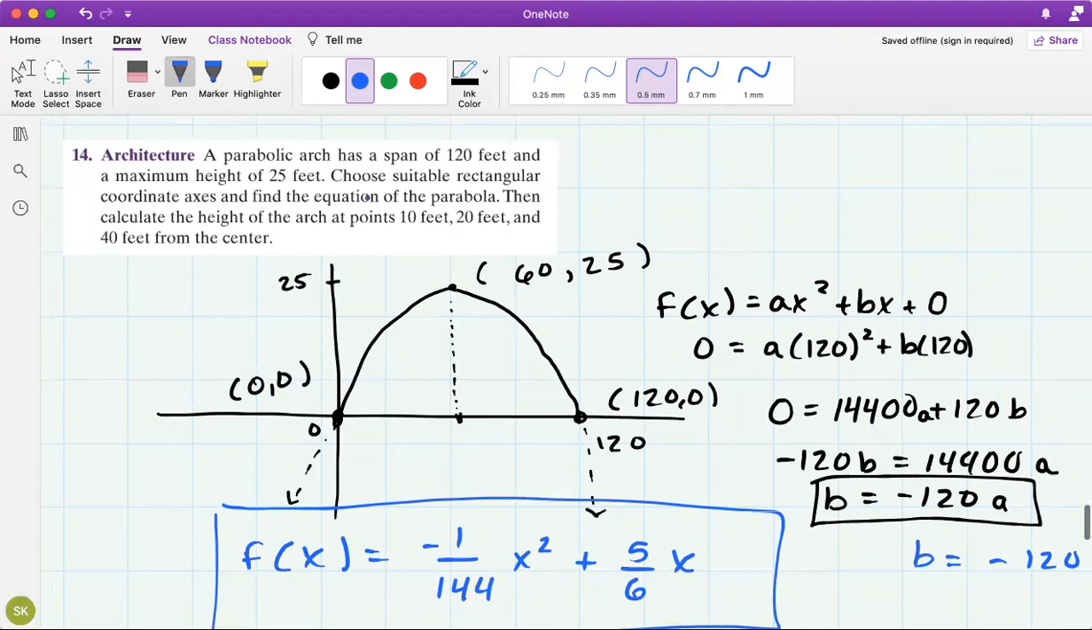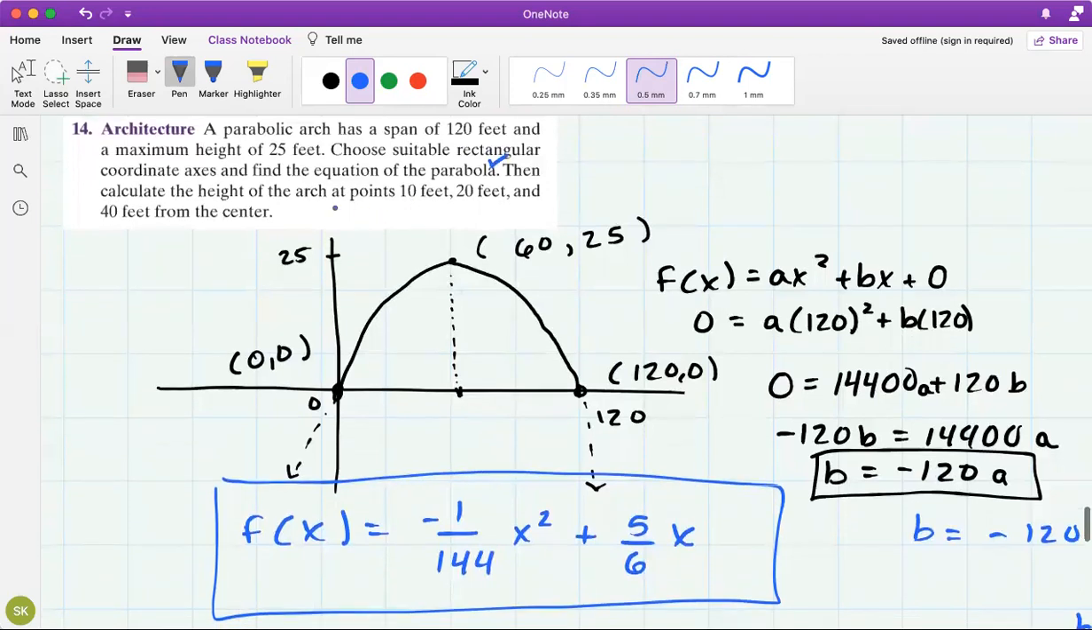So we have found the equation of the parabola, and we chose suitable rectangular coordinate axes. The next part asks us to find the height of the arch at points 10 feet, 20 feet, and 40 feet away from the center. Here's the center of the parabola. We're just going to subtract 10 from 60, which is 50, or you could add 10 to 60 and get 70. Then you plug either one of these numbers into the equation, and you will get the height at 50 and 70, which are 10 feet away from the center.